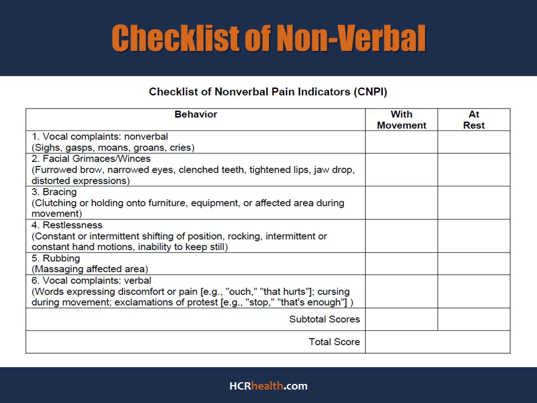The checklist of nonverbal pain indicators is a tool that can be utilized when a patient does not have normal cognition or is unable to express themselves. This tool has no official cutoff for severe pain. If the patient has any signs of pain with movement or at rest, they will be scored as having pain. The total score will be calculated by the tablet.